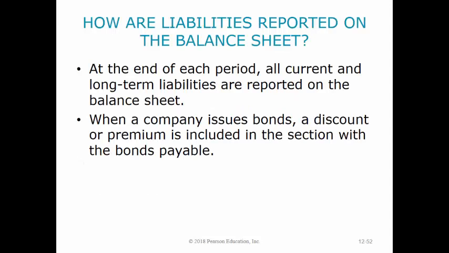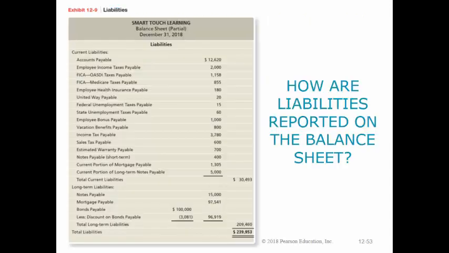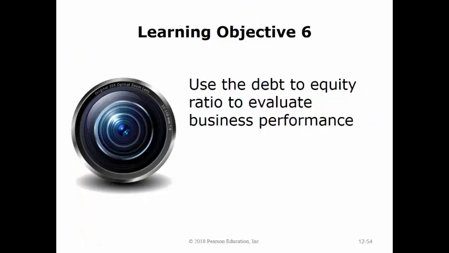At the end of each period, a company reports all of its current and long-term liabilities on the balance sheet. As we have seen throughout the textbook, there are two categories of liabilities, current and long-term. Exhibit 12.9 shows the liabilities portion of Smart Touch Learning's balance sheet, amounts assumed, that we have discussed up to this point. In the sixth section, we will use the debt-to-equity ratio to evaluate business performance.